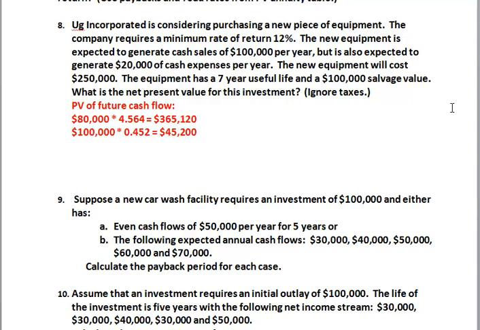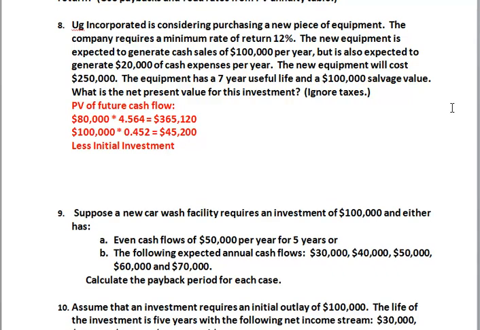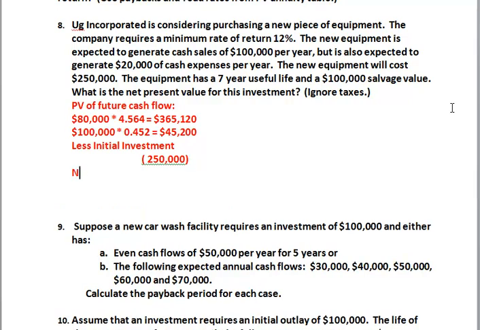So that's the present value of all your future cash. And then you want to subtract from that the initial investment. So I'm going to come over here, take the two cash flows, add them together, and then I'm going to subtract out the initial investment of $250,000. So that's going to leave you with your net present value of $157,320.